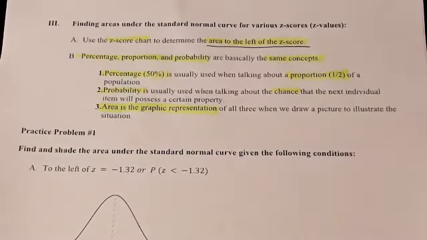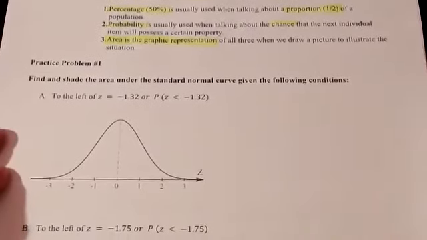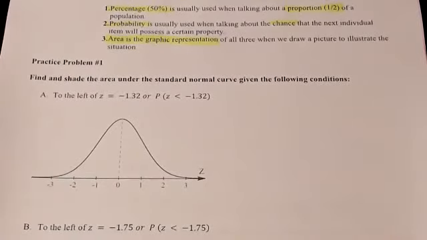Okay, we are going to find and shade the area under the standard normal curve given the following conditions. So all we're doing is shading. We're going to find it and then we will shade it. Okay, so let's take a look at the curve. And you're welcome. I have inputted all of the curves for you so that you don't have to draw every single one every single time.